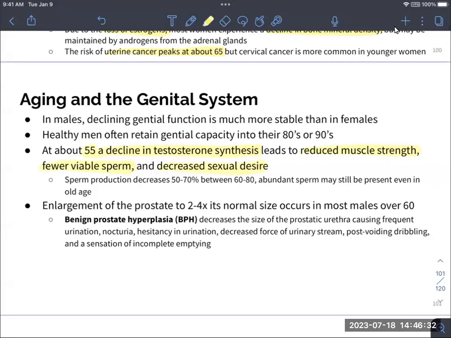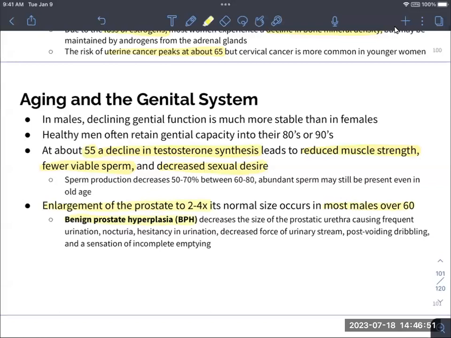Between 60 and 80, sperm production decreases by 50 to 70%, but there still may be plenty of sperm available. The prostate starts to enlarge. It can enlarge 2 to 4 times, and it happens in most males over 50.